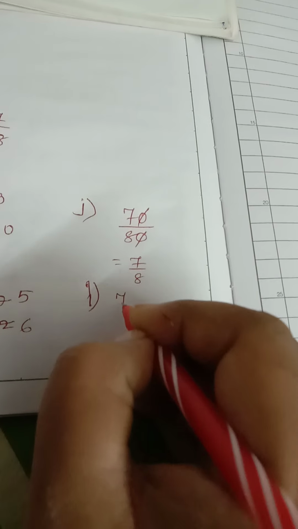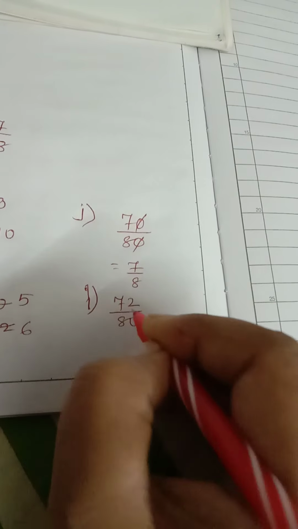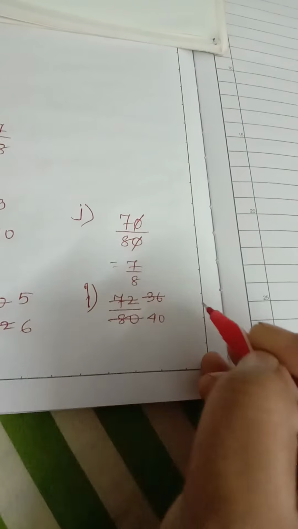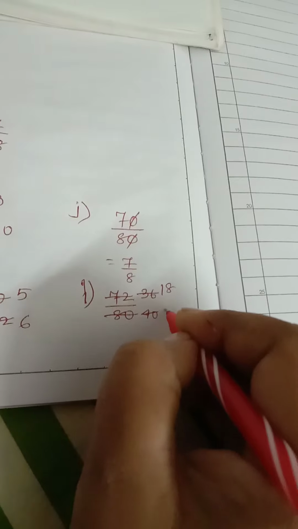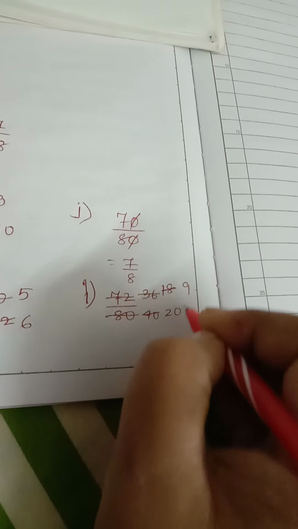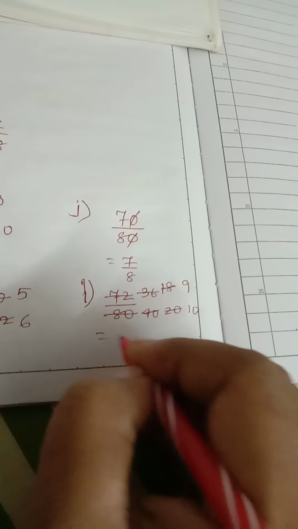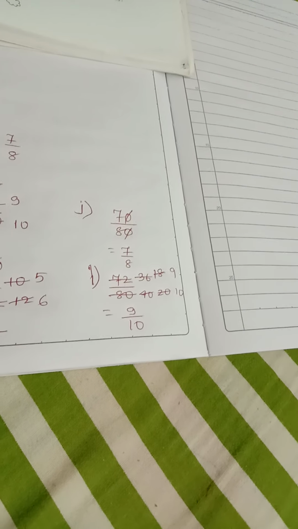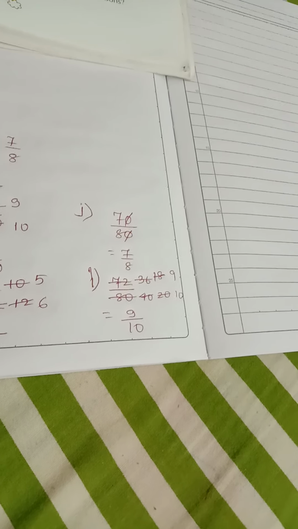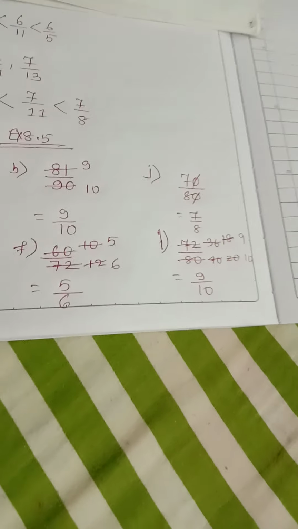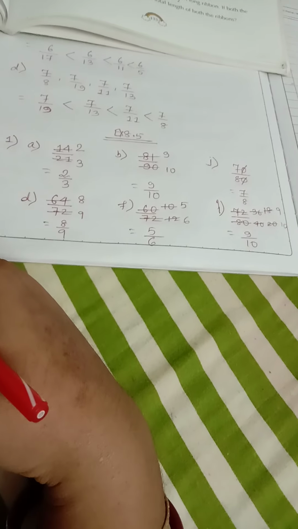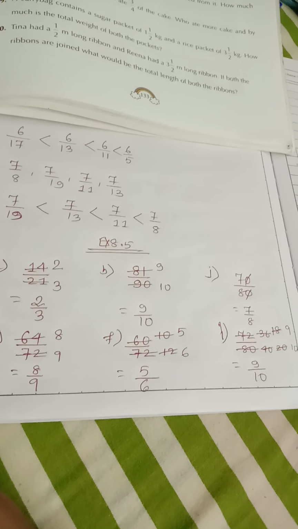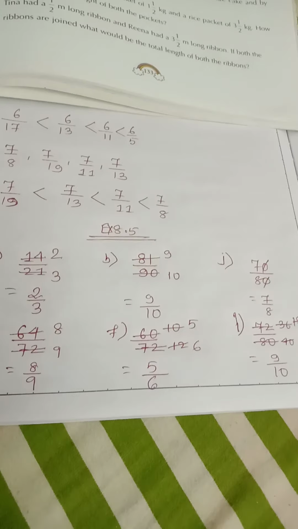Next is given 72 by 80. Both are divisible by 2. 2 36s are 72, 2 40s are 80. Again both are divisible by 2. 2 18s are 36, 2 20s are 40. Then 9s are 18, 10s are 20. Now there is no more divisibility by any same number. So the answer is 9 by 10. Okay, my dear, this is the way to reduce the fractions to lowest terms. It was for question number 1 from exercise 8.5.